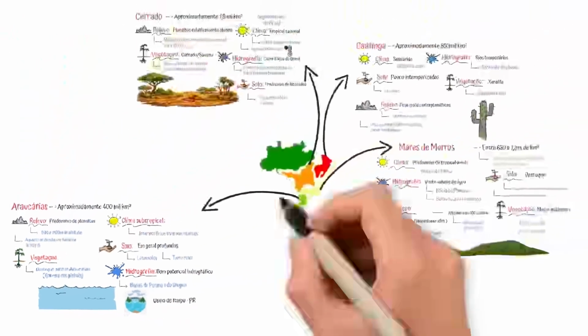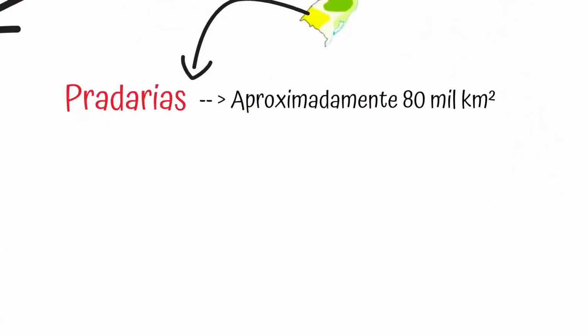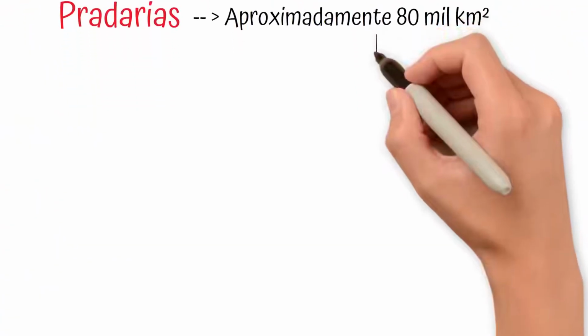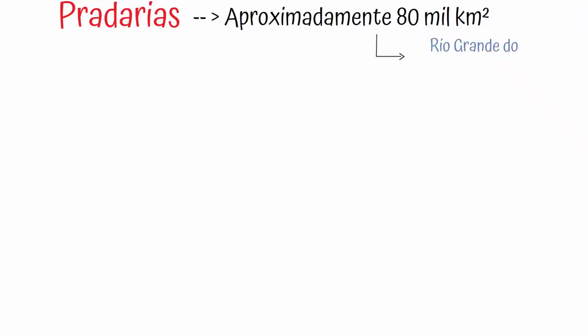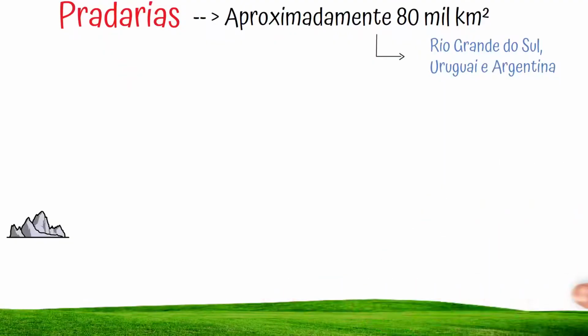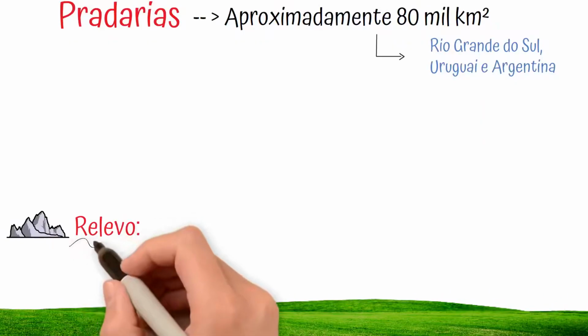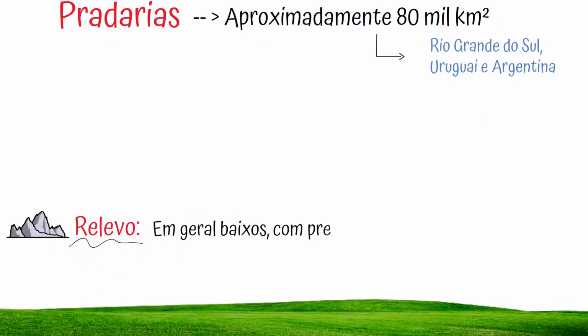Now, the domain of the Grasslands, which is the smallest Brazilian morphoclimatic domain, with an area of approximately 80,000 square kilometers. And it is located there essentially in Rio Grande do Sul, right? The south of the country. It also extends into Uruguay and Argentina. Its relief in general is low, with features of hills, which are those small, very rounded hills. They are also called coxilhas, okay? Pay attention to this term, because it's very important.